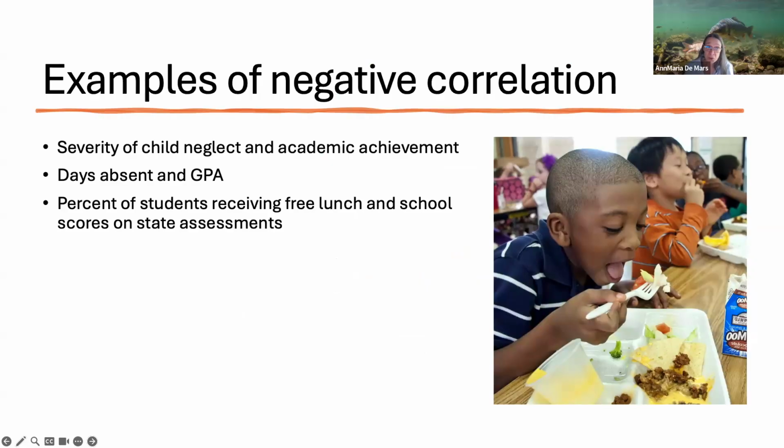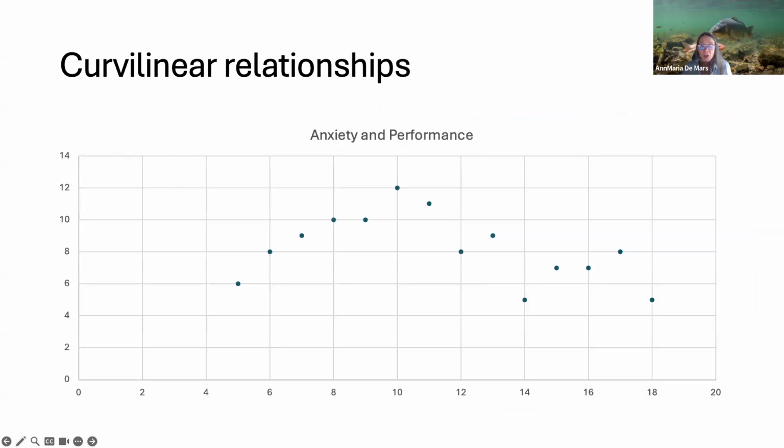The percent of students receiving free lunch in the school and that school's mean scores on state assessments are negatively related: generally, the more students you have at the poverty level at your school, the worse the academic achievement on the mean of the school. And again, there's a scatter, right? It's not perfect. Curvilinear relationships are less common.